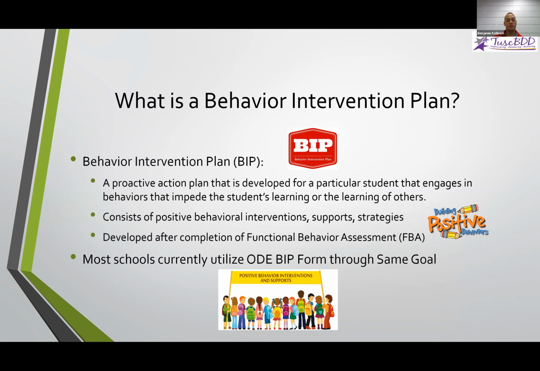So most schools currently use the ODE BIP format, as I mentioned before, and that's through SameGoal. That's just the program that they use.